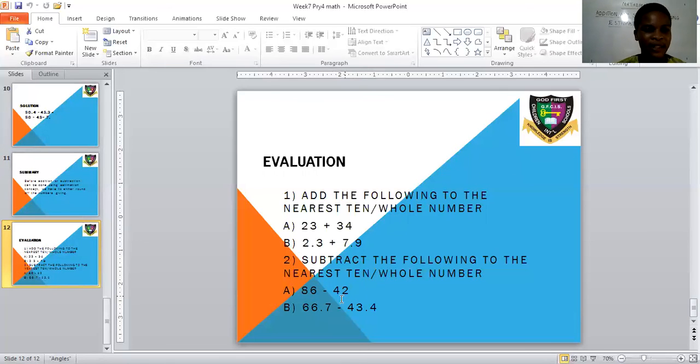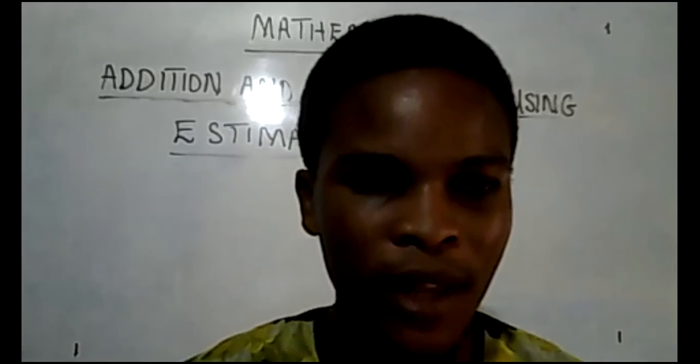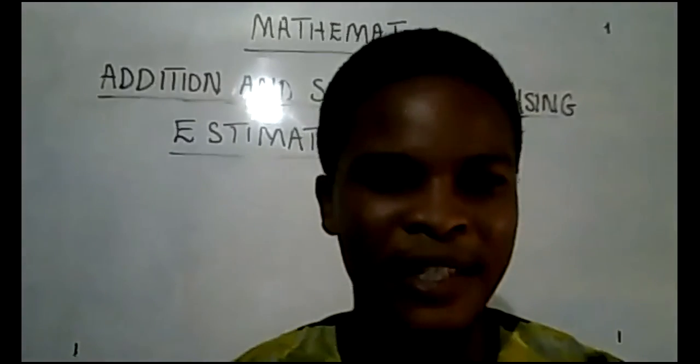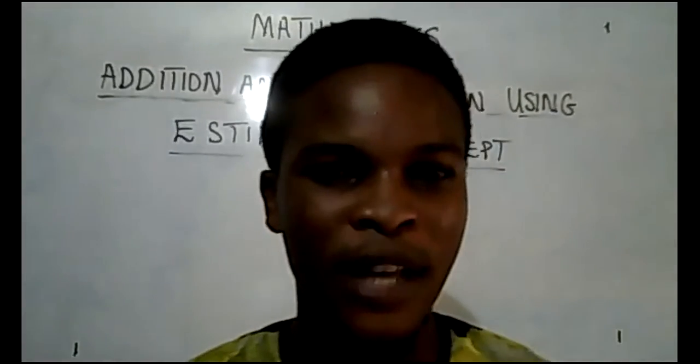The second one is saying 66.7 minus 43.4. The first thing you do, just like I've been telling you, is that you round this up to the nearest whole number. You round 66.7 to the nearest whole number, then round 43.4 to the nearest whole number before you subtract the two. Then get your final answer. I hope you can all do this on your own at home. And the topic is a very, very interesting one, as you have seen.